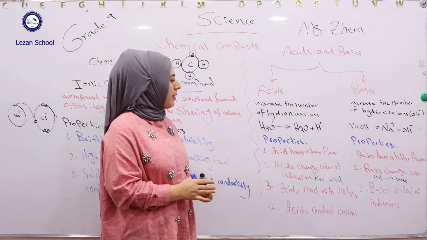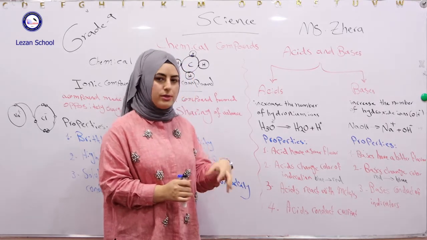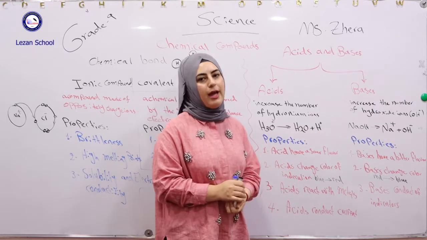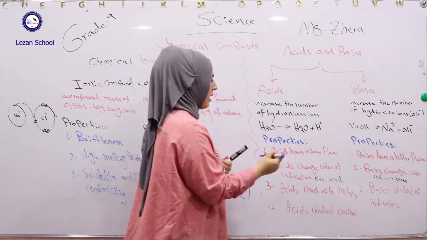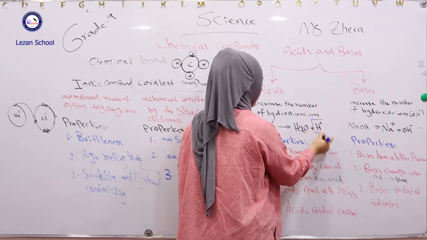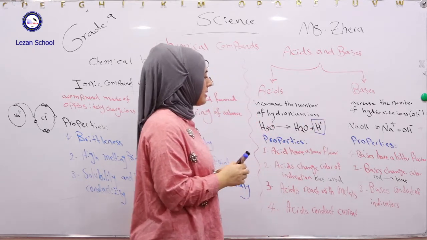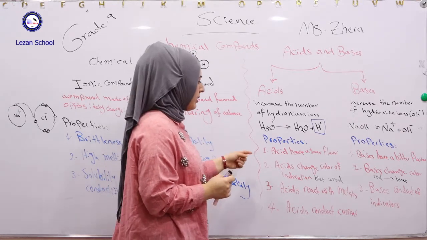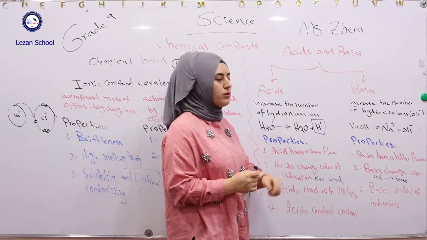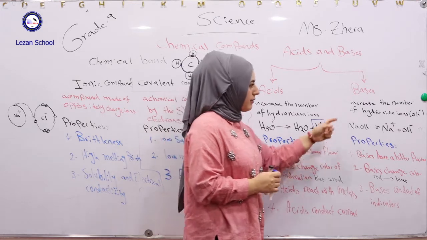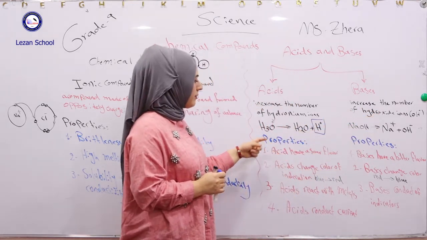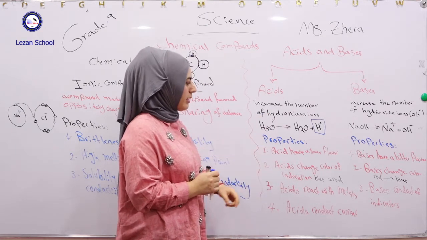For example, this is a hydrogen ion. When you separate it, it produces H2O water with the hydrogen ion. In this case, it is an acid, because it increases the number of hydrogen ions. By the way, they have a lot of properties. A base, on the other side, increases the number of hydroxide ions. We will talk about that, but before starting the base, we will explain the properties of the acid.